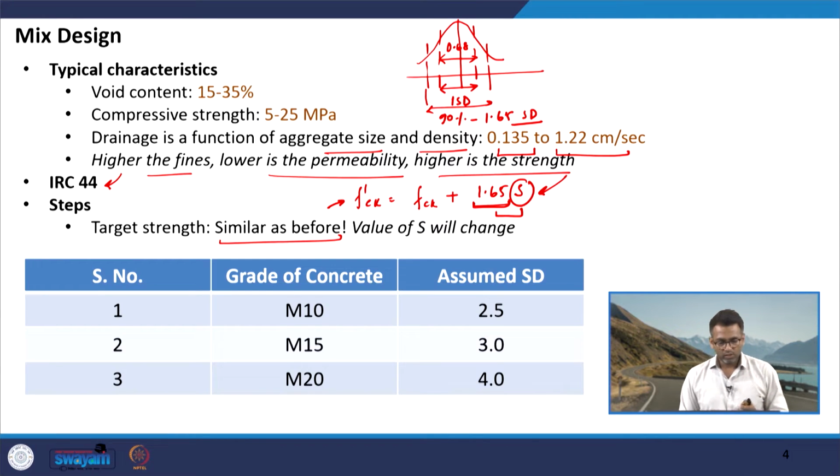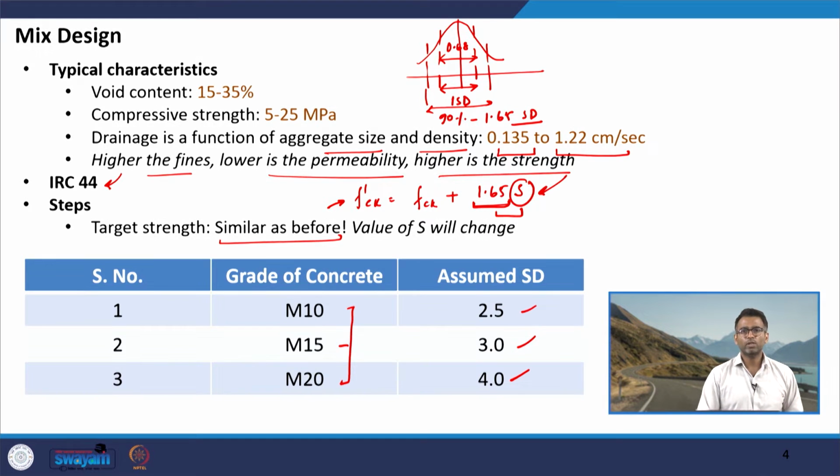Anyway, depending on the grade, there are 3 available grades because this is a low grade concrete. M10 to M20 are the options available as per the codal specification, and depending on the grade of concrete we choose, we can choose the corresponding value of standard deviation. Then we have to select the water cement ratio.